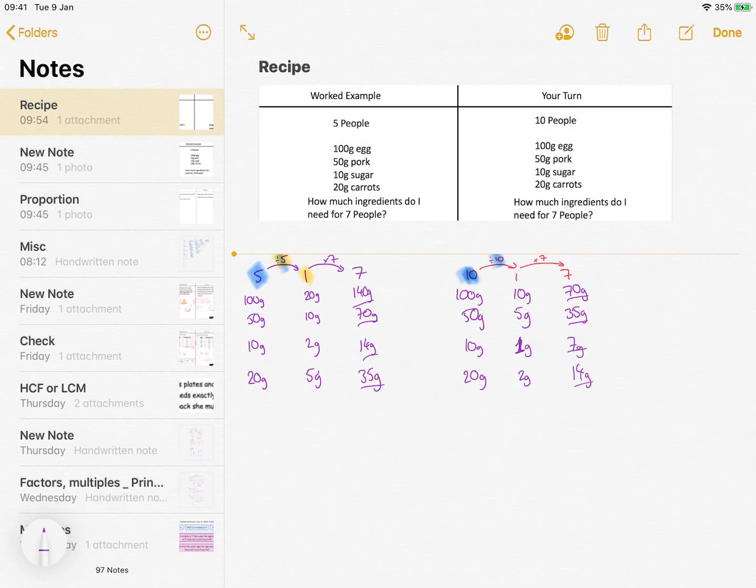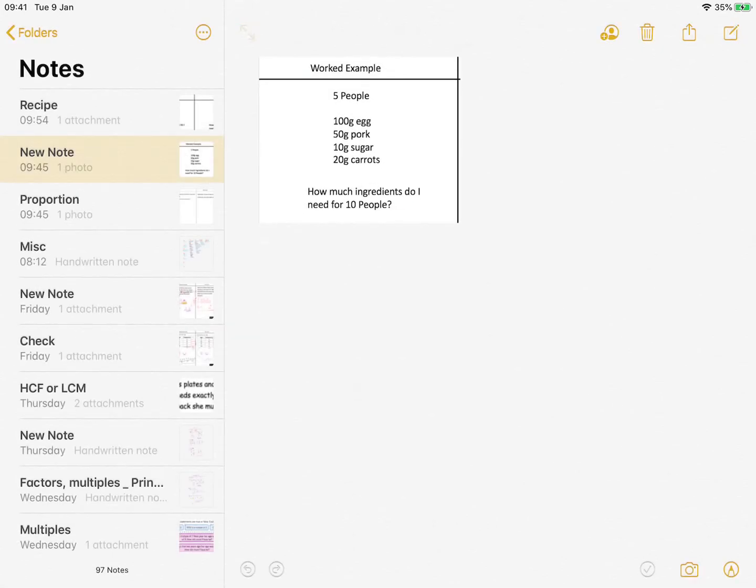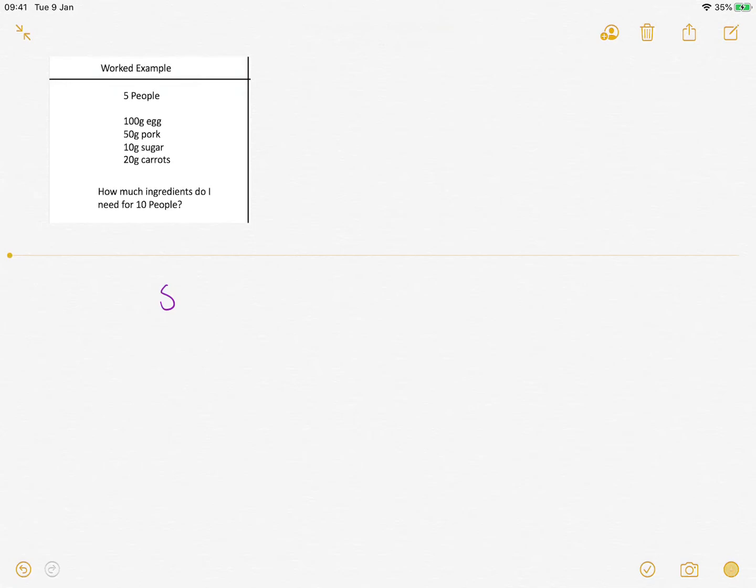I'll just show you another example just quickly where it would be easy to times up and you wouldn't have to do those 2 steps. If we have a question like this where we've got 5 people and we're trying to get to 10, then do I really need to divide by 5 to get to 1 and then times by 10? Or is there an easier way to do it? Well, actually I could just times all my ingredients by 2, because if I've got it for 5 people and I only double that amount, then I can times all the ingredients by 2. So you don't necessarily always have to go down to 1 and then up. It just depends on what numbers you're given.